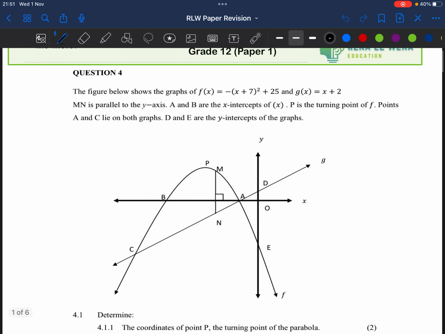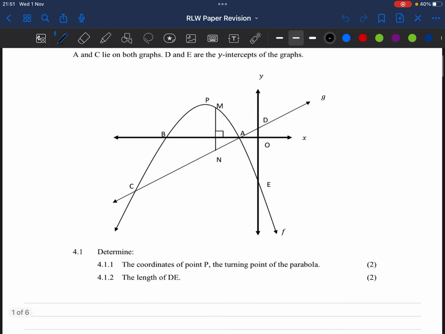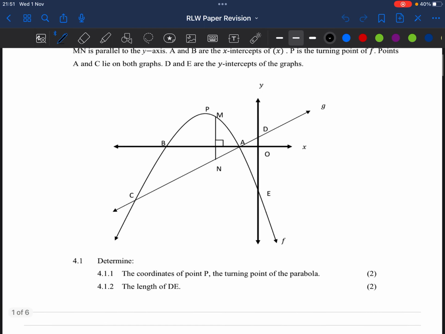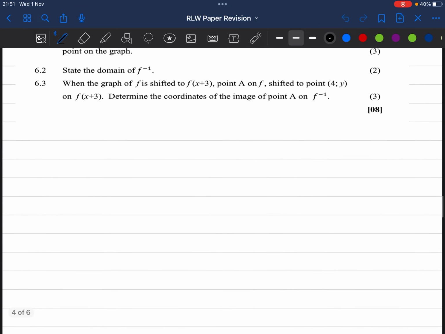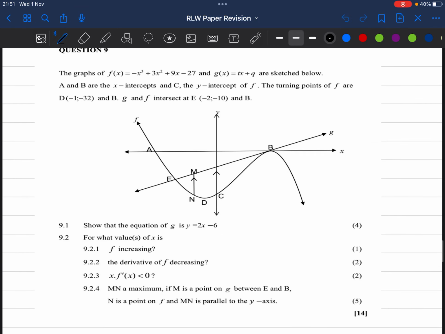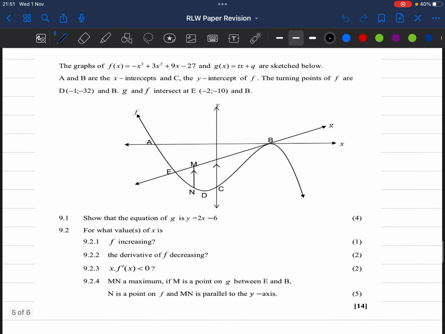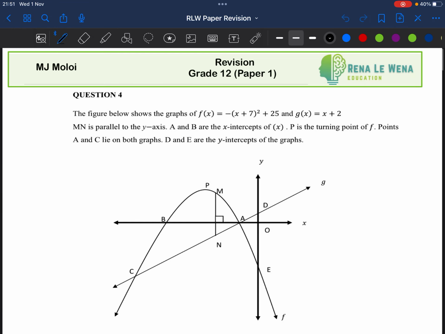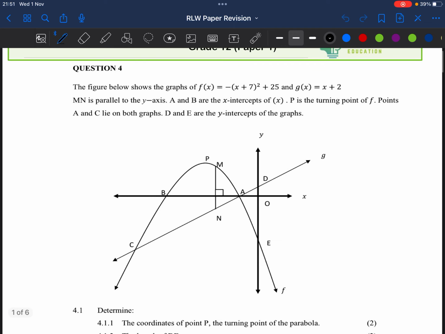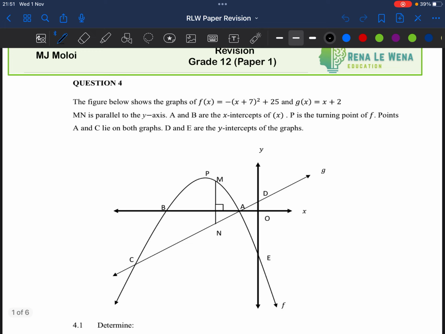Well, this night I decided to discuss functions, previous paper, functions and inverse, parabolic functions. We also have a little bit of a cubic function there. So we're gonna do these three questions: question 4, question 6, and question 9. They are all from a previous paper, Limpopo 2022, the prelim question paper. I figured these questions are nice, so they will help you to revise functions for your paper on Friday.